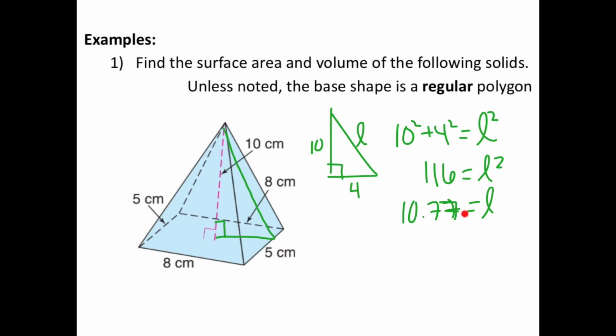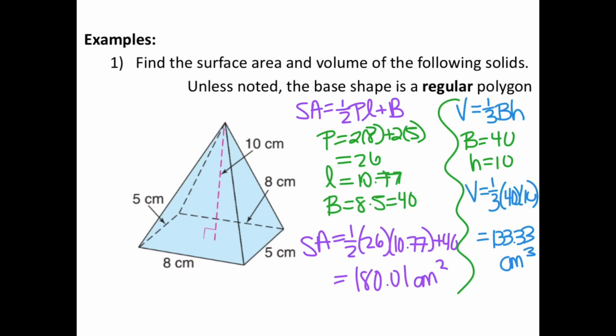So we use the Pythagorean theorem. So my slant height, the value of it, is the height of the triangle on the side of the pyramid. That slant height there is going to be 10.77. Then we just go through and plug in the appropriate information into the formula.